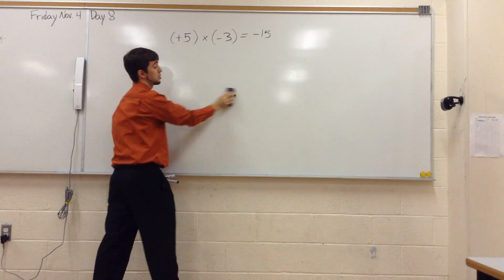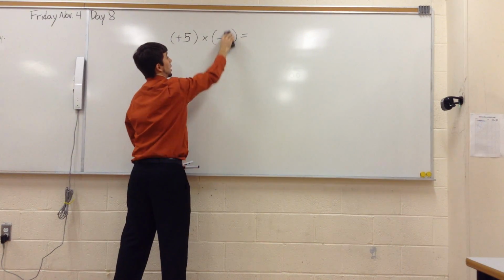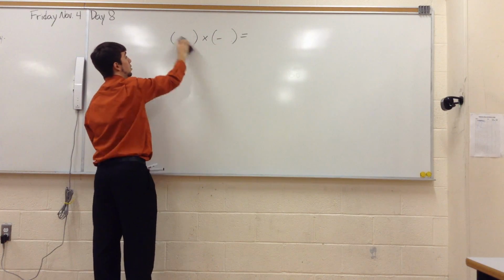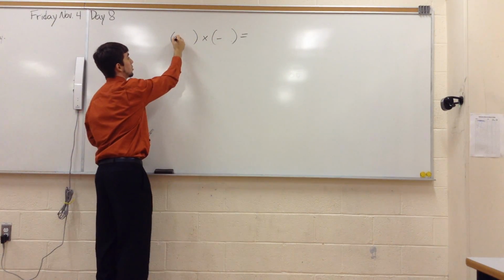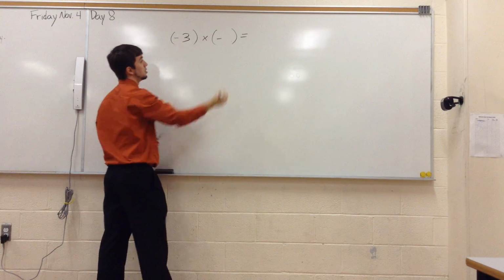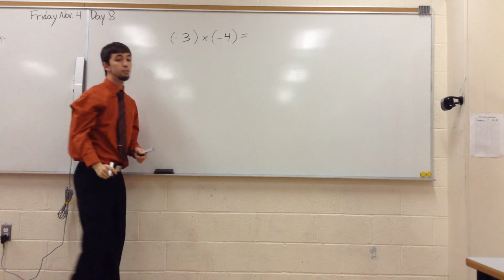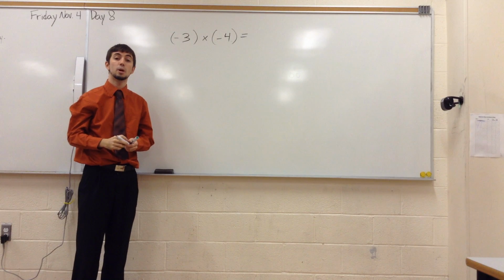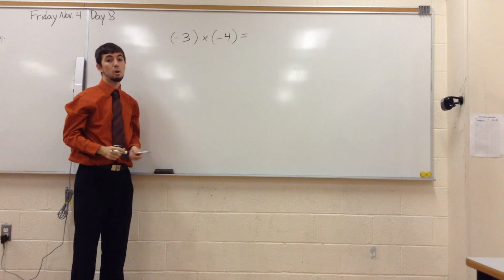So if you'd like to pause this video, I will give you a negative multiplied by a negative question. So we've got negative 3 times negative 4. So if you'd like to pause the video and try this on your own, then I will model it for you.